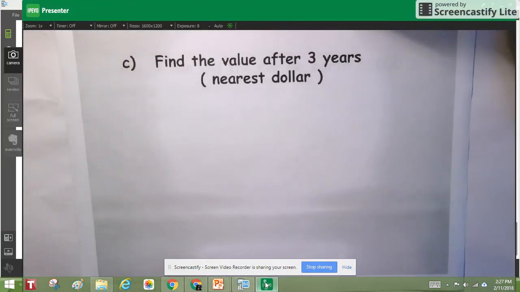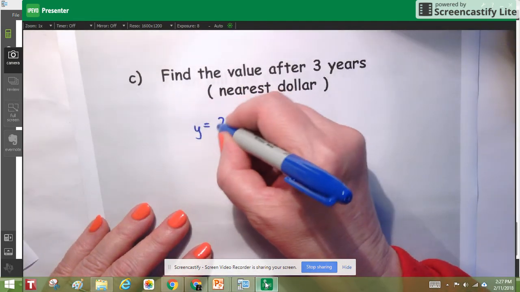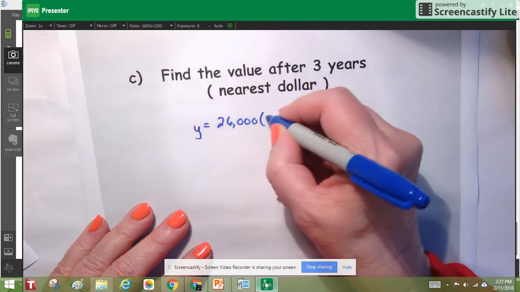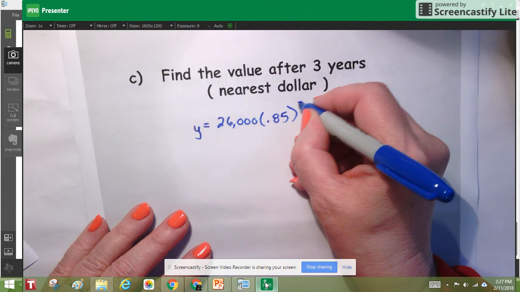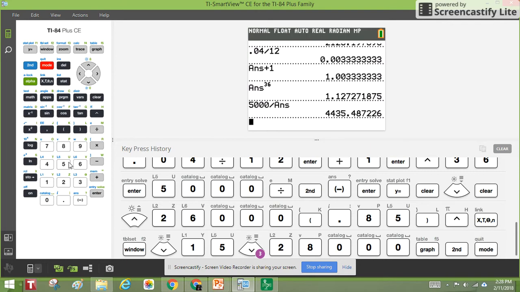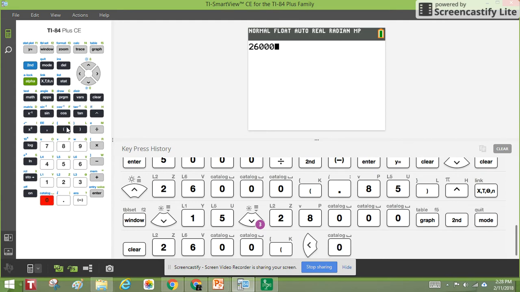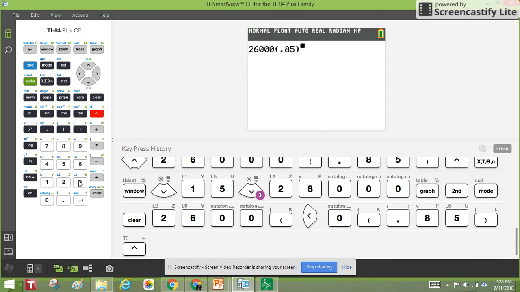All right, if it says find the value after 3 years, and you're going to round to the nearest dollar, it's just very simply plugging this into your equation. 26,000 times 0.85 raised to the 3 now after 3 years. So you're just going to put this into your calculator. 26,000, oops, forgot a 0, times 0.85 raised to the 3rd power. And you can see after 3 years, your car would be worth $15,967.25.